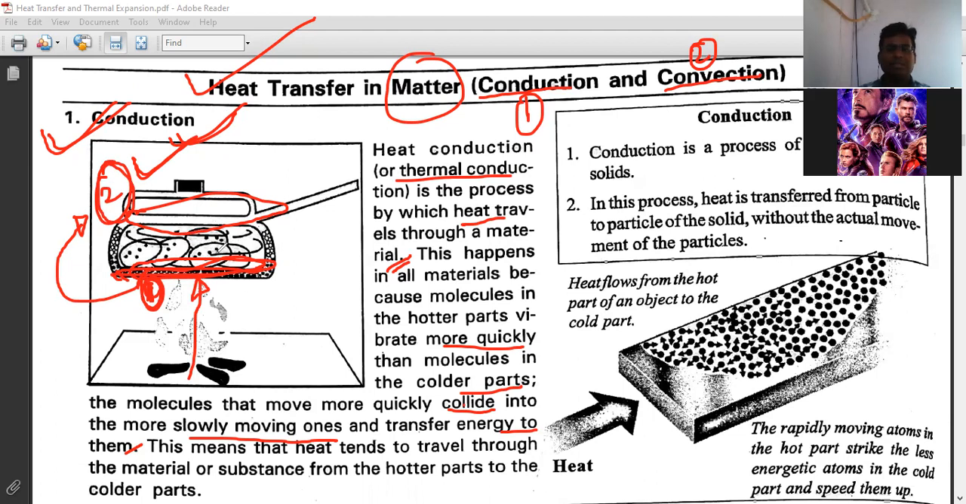It mostly happens in solid particles. Now look at the next point also. Conduction is the process of heat transfer in solid material. In this process, heat is transferred from particle to particle of the solid without actual movement of the particles. It just transfers the energy from one point to another point, or A particle to B particle. Heat flows from the hot part of the object to the cold part of the object. So that is called heat transfer in matter. So write this point.